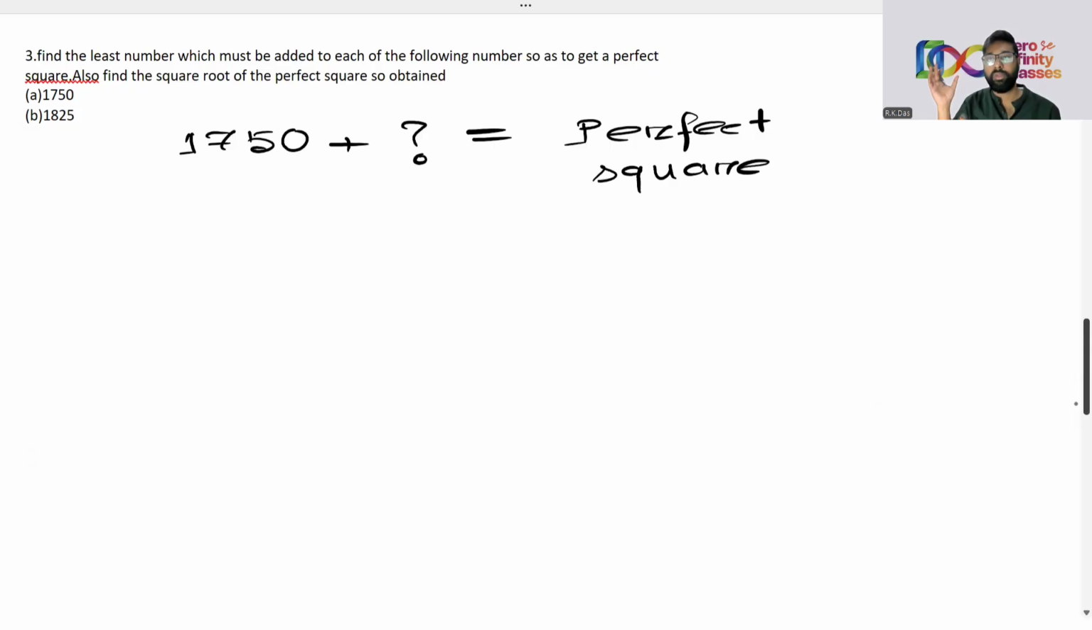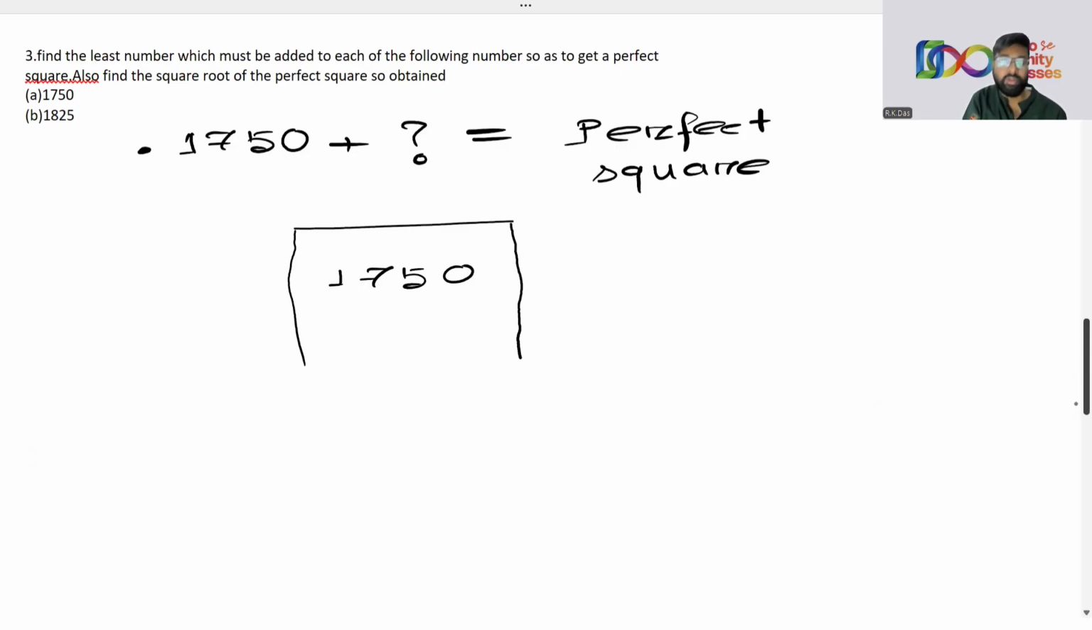The last question was what number we are going to subtract so that it becomes a perfect square. But in this question, we have to find a number which we are going to add to this number so that it becomes a perfect square. So again, the rule is the same, we have to use long division. 1750 should be written inside a box.